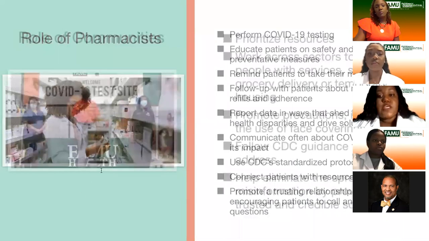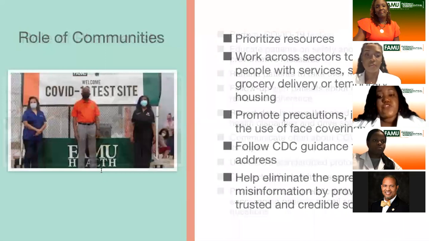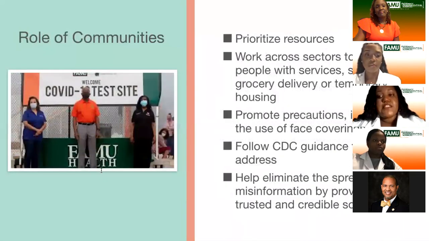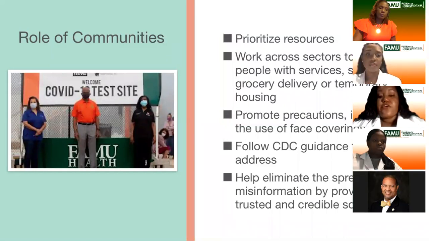Communities play an important role also and can help by doing the following: by prioritizing resources for clinics, private practices, and other organizations that serve minority populations. Work across sectors to connect people with services such as grocery delivery or temporary housing that can help them practice social distancing. Connect people to healthcare providers and resources to help them get medicines. They can also help by stopping the spread of rumors and misinformation by providing information from trusted and credible sources.